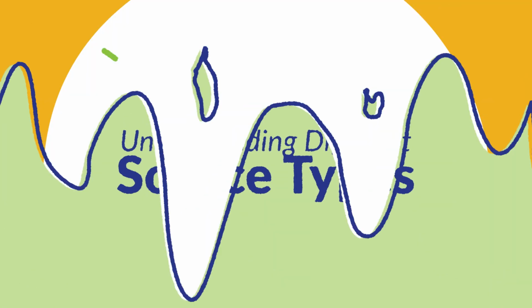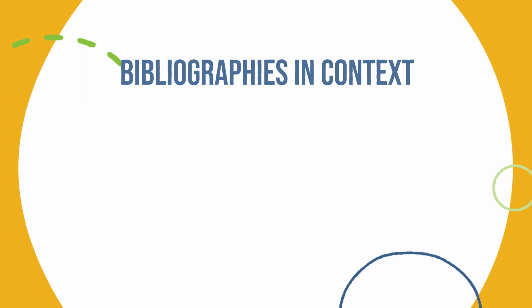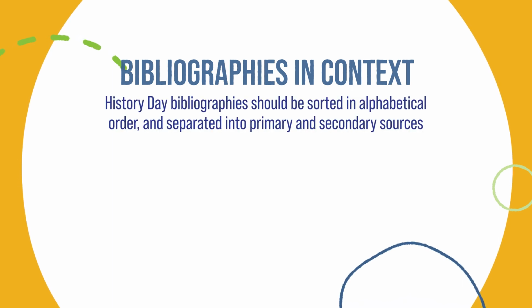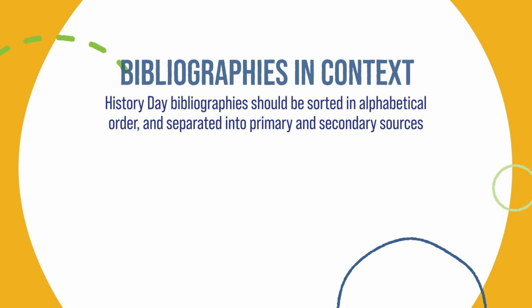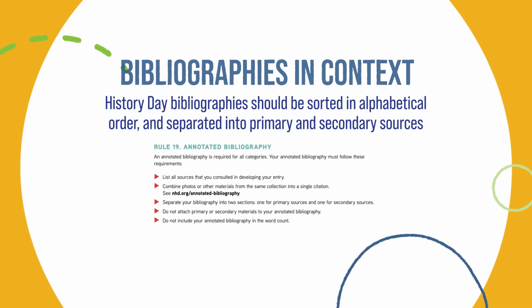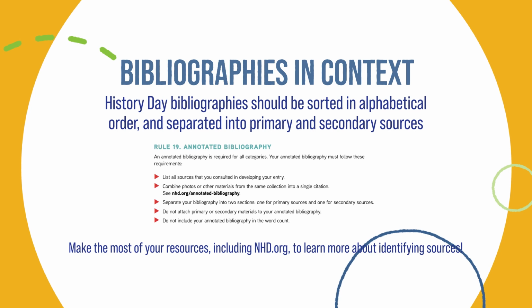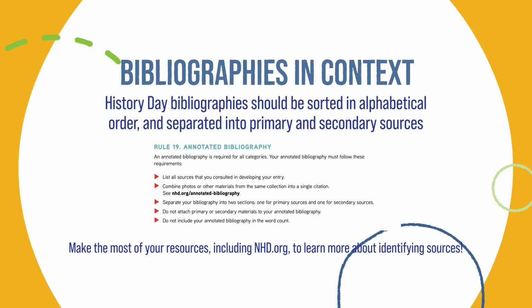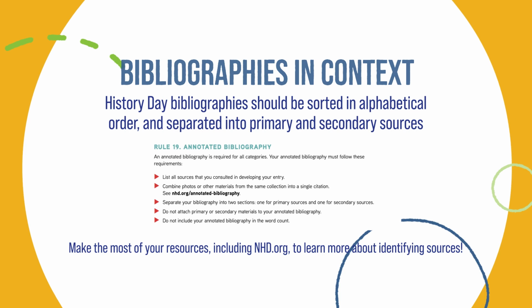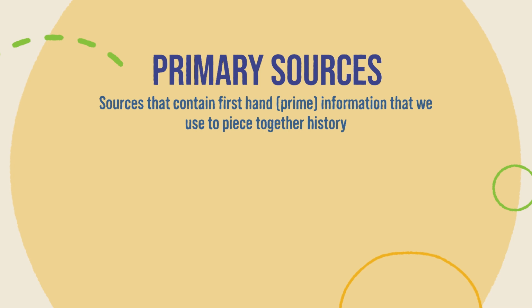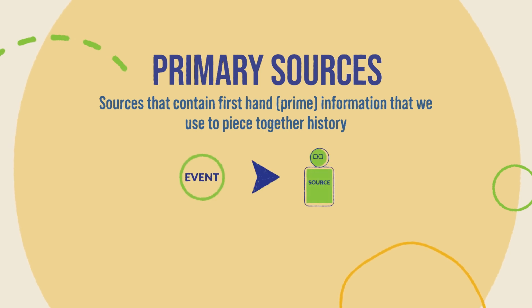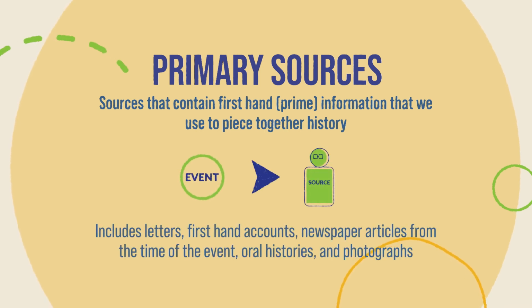Now we're going to discuss the difference between primary and secondary sources. For History Day, your bibliography should be divided into primary and secondary sources and alphabetized by the first letter of the bibliography entry. So how do you know which is which? There's lots of great information available to you about how to identify primary versus secondary sources, including the NHD.org website itself. Essentially, primary sources are those that are first-hand or prime information. They show the information that we use to piece together historical narratives. This includes letters, first-hand accounts, newspaper articles from the time, oral histories, or photographs.